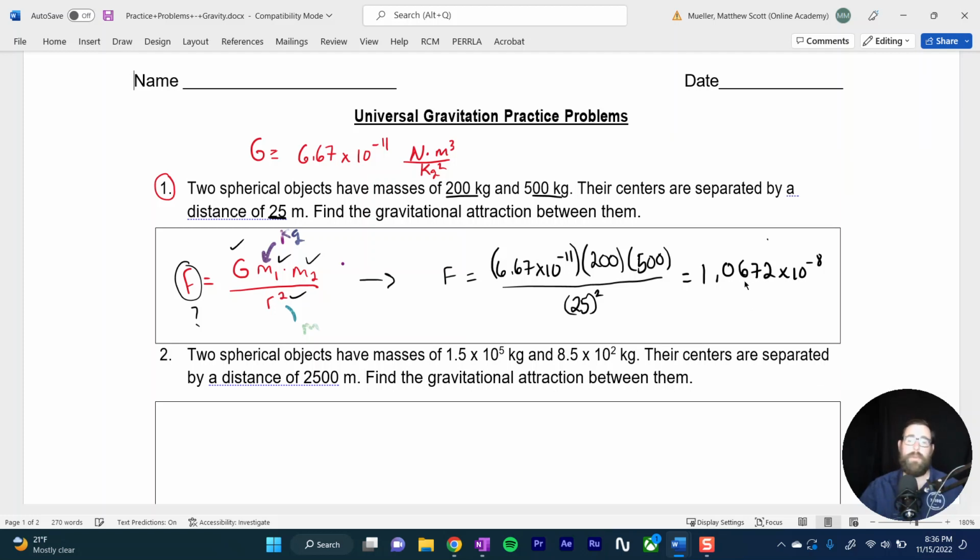Now, when we're entering this in, we want to make sure we follow sig figs. So here we have 1, we have 3 in our coefficient, we have 2 here. So we probably should round this down to 1.1 times 10 to the negative 8th. There I'm doing 1 sig fig plus 1 for uncertainty. And that would end up being our force here, in newtons. And so there is our first answer for our problem.